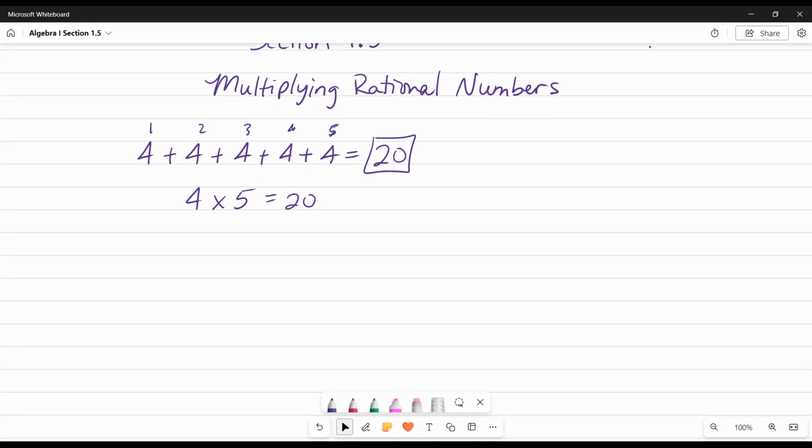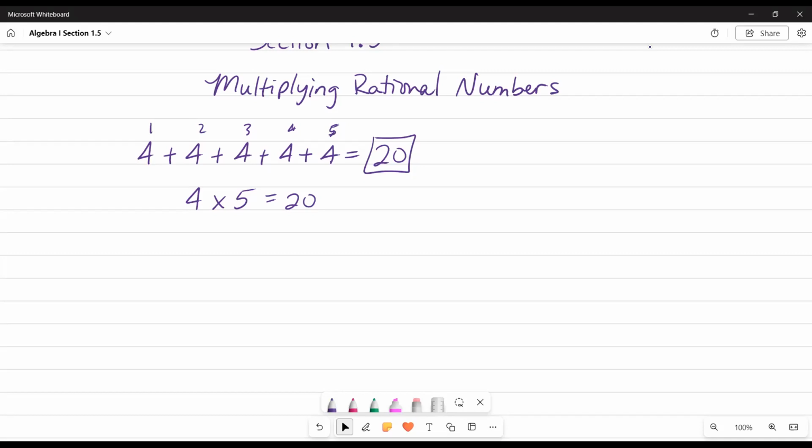So we have multiplication so that we don't have to add numbers to themselves multiple times. You can just say 4 times 5 is going to give us 20 instead of 4 plus 4 plus 4 plus 4 plus 4. So it just simplifies that whole process.